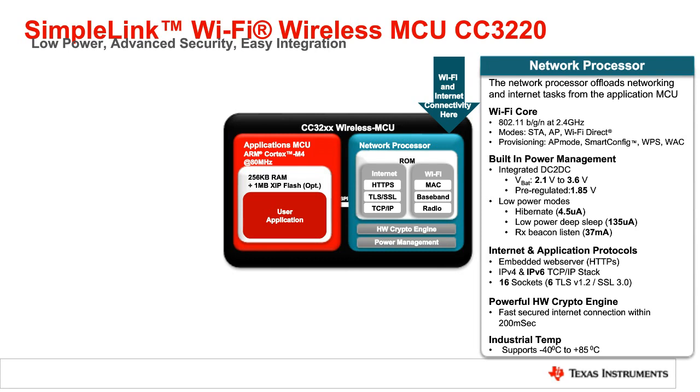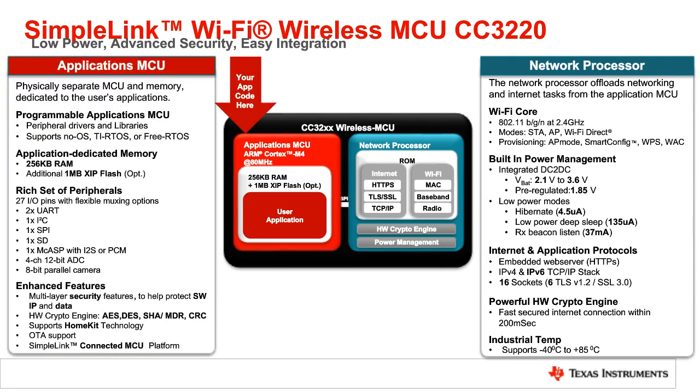Now, let's look at what is in the application MCU. This is really where the developer writes their code. This is a physically separate MCU in the same chip, with MCU and memory fully dedicated to the user application. It has several peripheral drivers and libraries. It will support a system without an operating system, or it will also work on TI-RTOS and FreeRTOS.